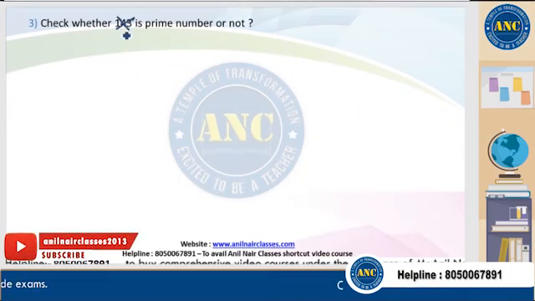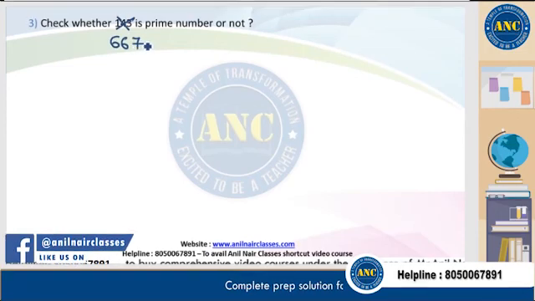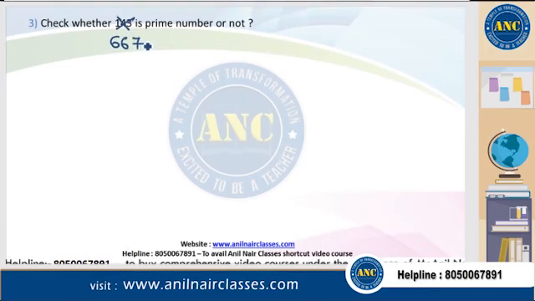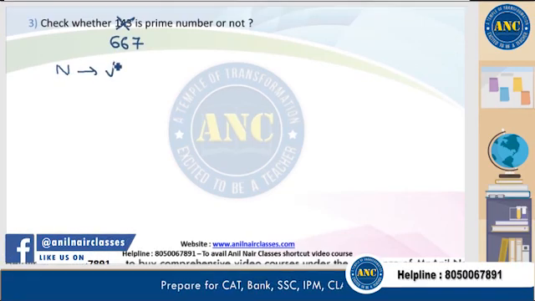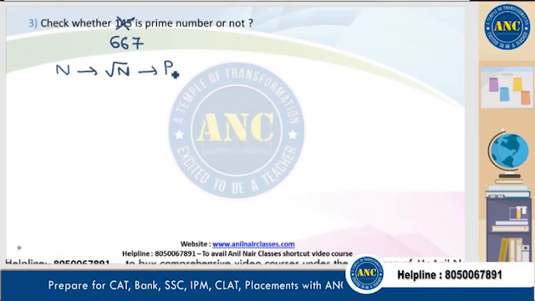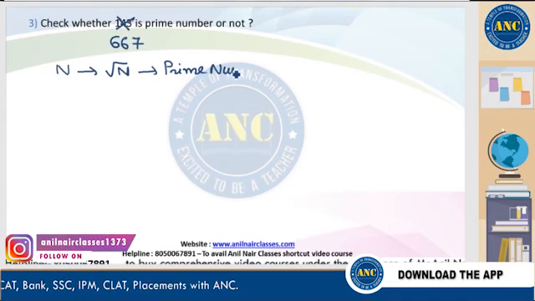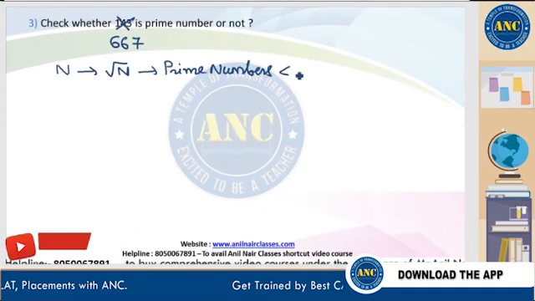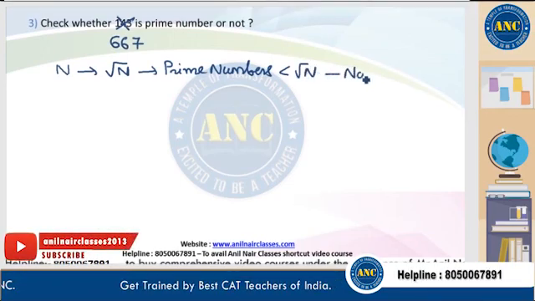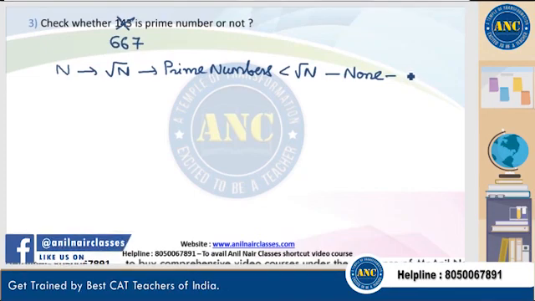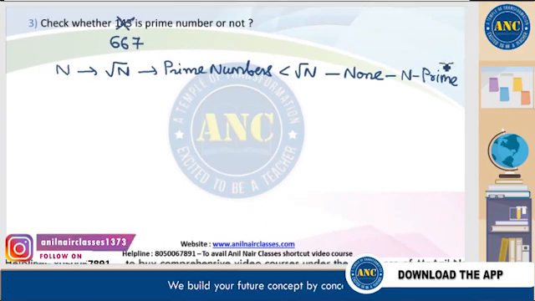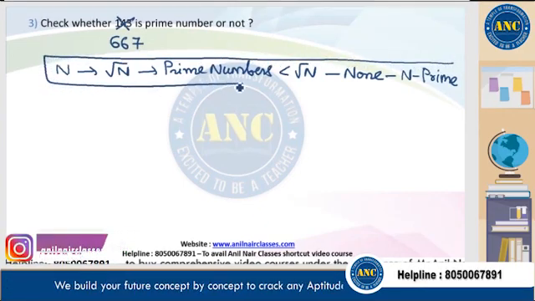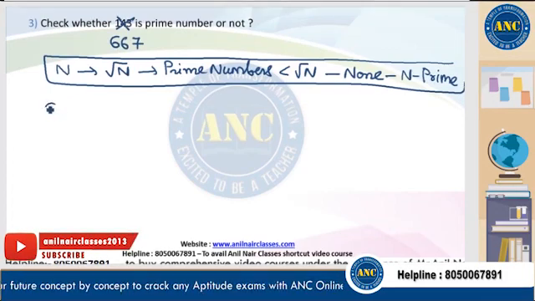Suppose instead of 143, the question is 667. Check whether 667 is prime or composite. First take n, then take root n, then take all the prime numbers less than root n. If none of them divides, then n is a prime number. This is the flow chart we have to follow. Then we will see the demerit of this concept.